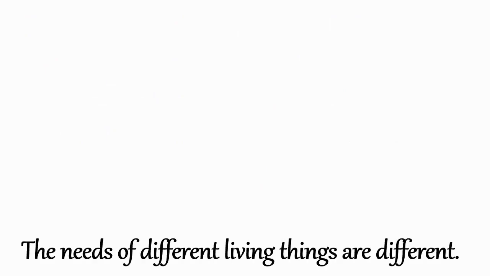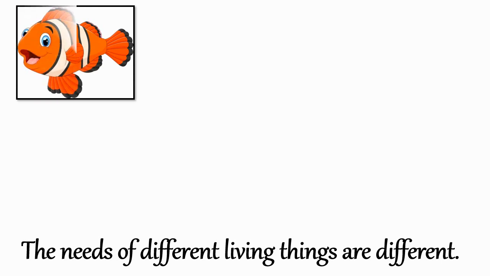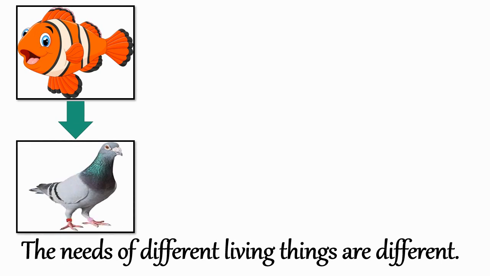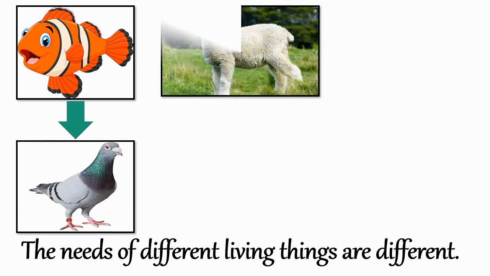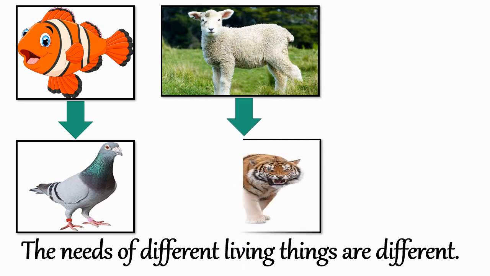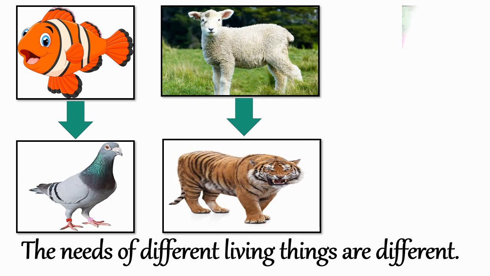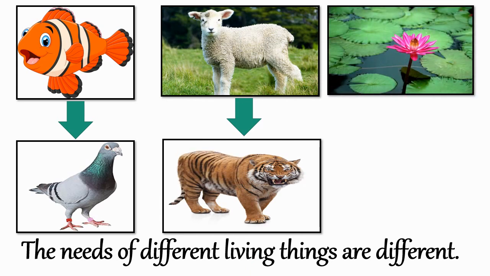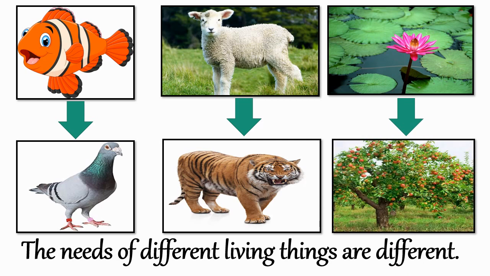The needs of different living things are different. Let us see this through the example. A fish breathes in water, but can a pigeon do the same? A sheep eats leaves of grass, whereas a tiger cannot eat it. Lotus grows in water or in a pond because they are aquatic plants. Can a lemon tree grow there? Let us see more examples.